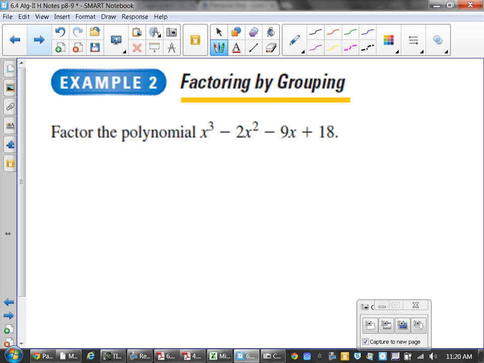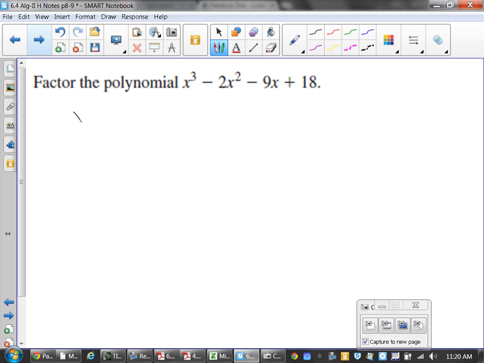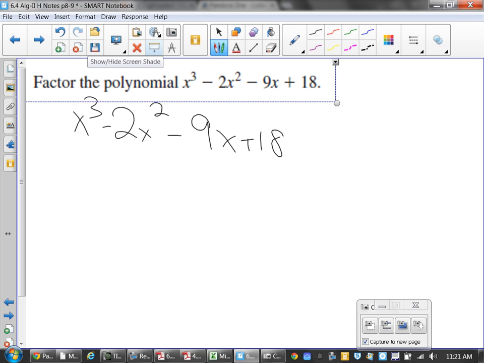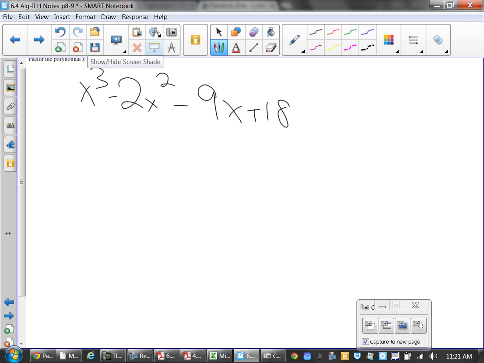So we're just going to work with higher degree polynomials. So you have x cubed minus 2x squared minus 9x plus 18. Our degree just went up. It's getting hot in here.